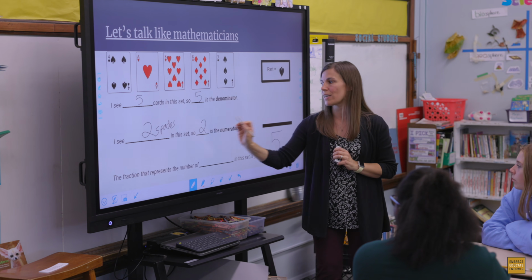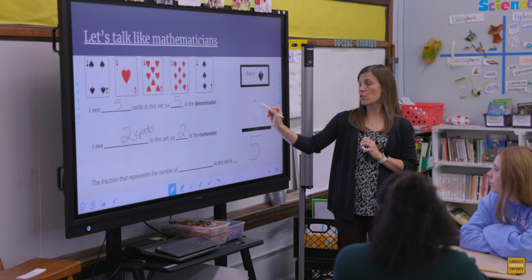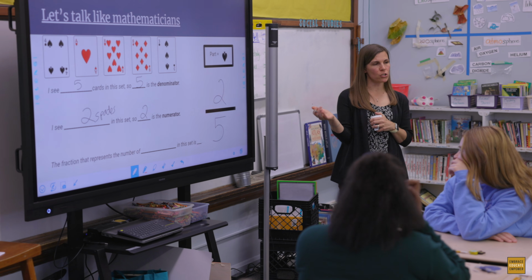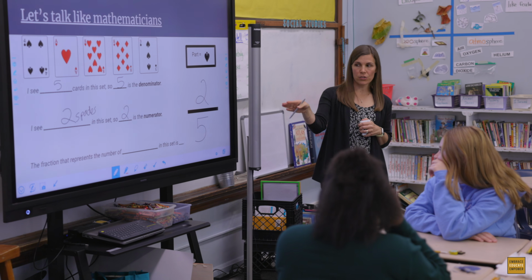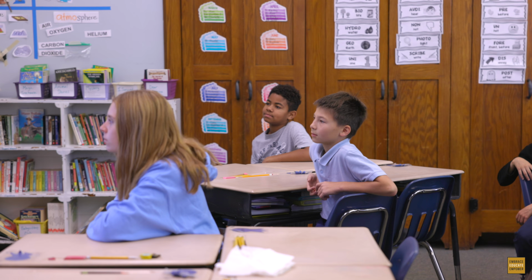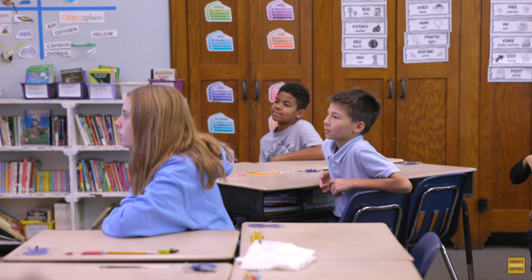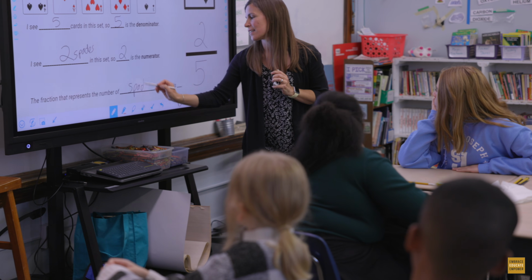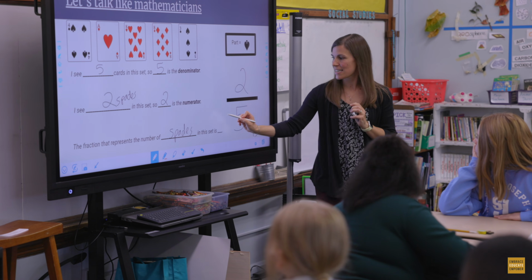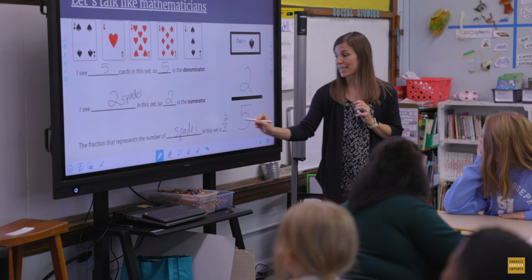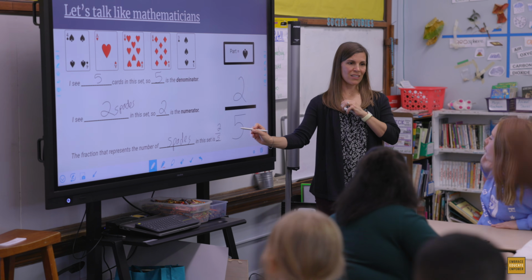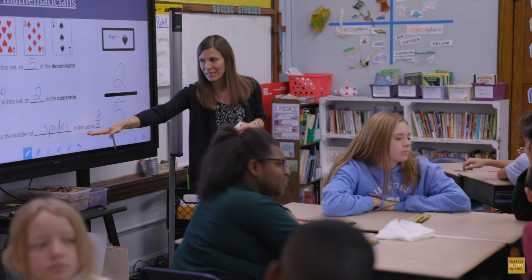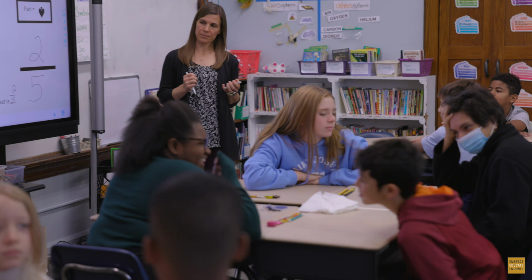So 2 is the numerator. So how would we represent or explain this fraction with our voice? Let's use the last sentence stem to help us. The fraction that represents the number of spades in this set is, how do we say this fraction? 2/5. 2/5. All right, turn to your shoulder partner and explain the fraction.